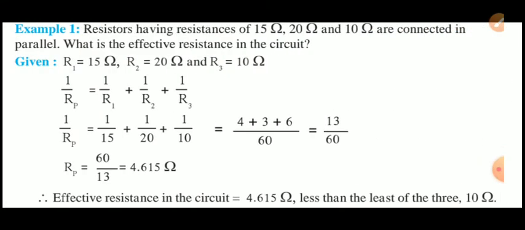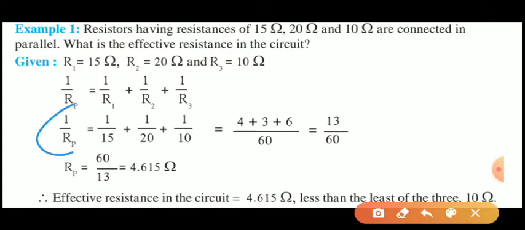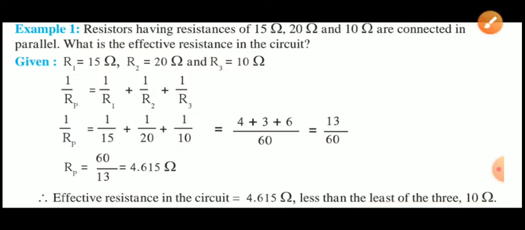So we have some examples. First one: resistors having resistance of 15 ohm, 20 ohm and 10 ohm are connected in parallel. What is the effective resistance in the circuit? So R1, R2 and R3 are given. The formula we have is 1/Rp = 1/R1 + 1/R2 + 1/R3. After substituting values, we get 1/Rp = 13/60. As it's 1 upon Rp, we have to take the reciprocal, so numerator becomes denominator and denominator becomes numerator. Rp = 60/13, which is equal to 4.615 ohm. Therefore the effective resistance in the circuit is 4.615 ohm, less than the least of the three, 10 ohm.